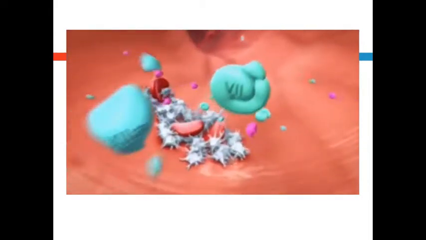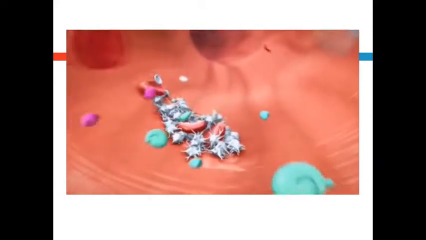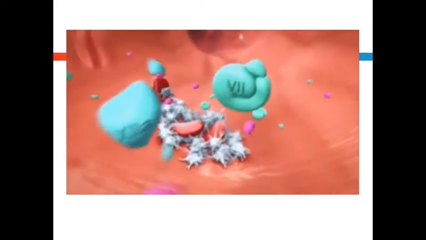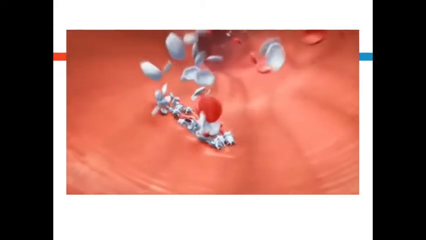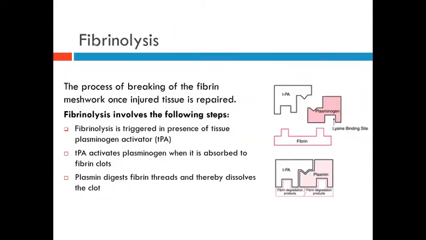Now, after a week, consider the wound is healed. Once the wound is healed, this clot has to be dissolved. And for dissolving this clot, we need to dissolve the fibrin mesh. And this process of dissolving fibrin mesh is called as fibrinolysis. So yes, the process of breaking of fibrin meshwork once injured tissue is repaired is called as fibrinolysis.